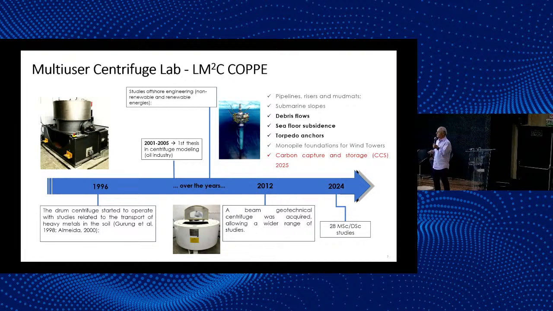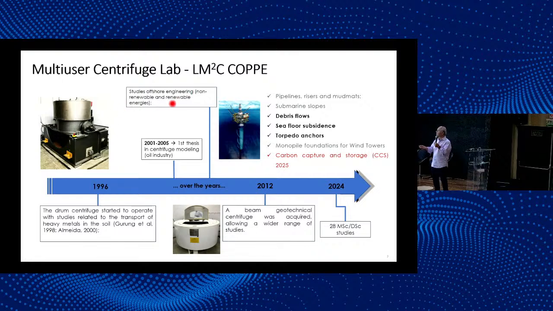The early studies involved transport of contaminants. But then in the late 2000, there was a big oil spill in Guanabara Bay, and we were invited by Petrobras to perform studies of pipelines, movements of pipelines, and that triggered a series of subsequent studies. And the first thesis was finalized in 2005.